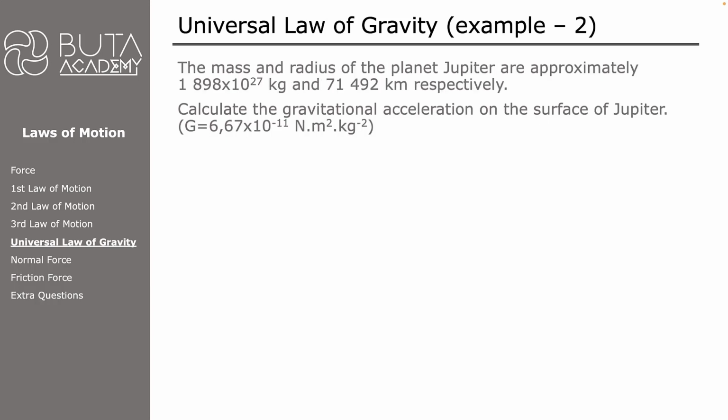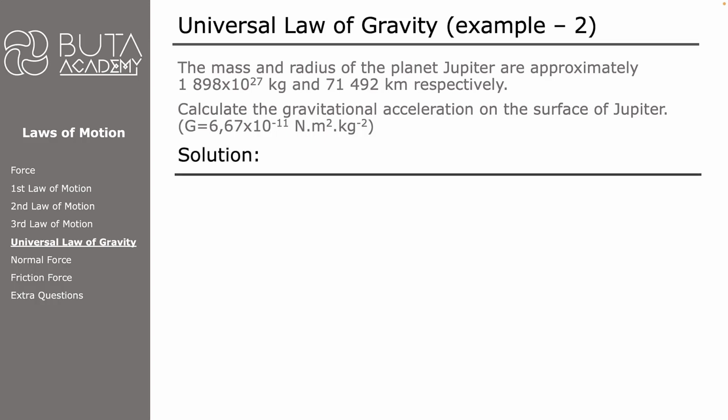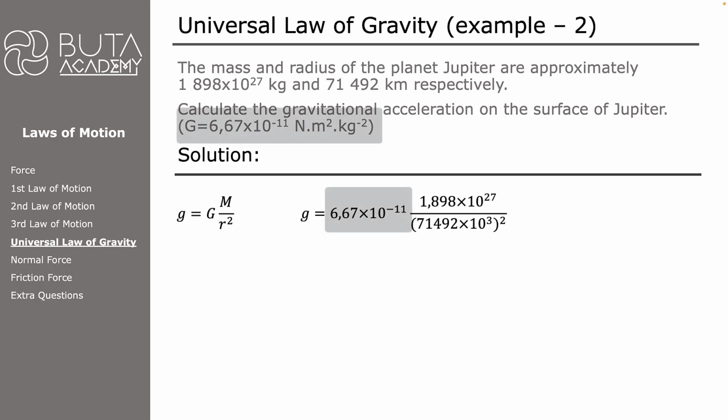In the second example, we are asked to calculate the gravitational acceleration on the surface of Jupiter. As we learned in the previous example, as a first step, we write down the formula. Gravitational acceleration is equal to the universal gravitational constant multiplied by the mass of the planet divided by the square of the radius of the planet. Universal gravitational constant is 6.67 times 10 to the power of negative 11.